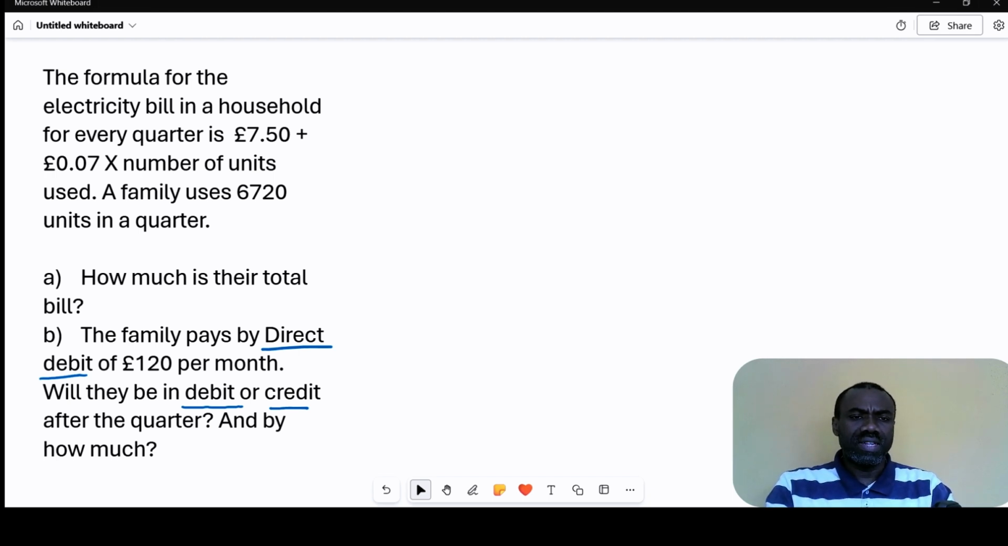Now let's look at the question. A question like this, we can use algebra and specifically substitution to solve. So first of all, let's write the formula for the bill. The formula for the bill is 7.50 plus 0.07 times number of units.